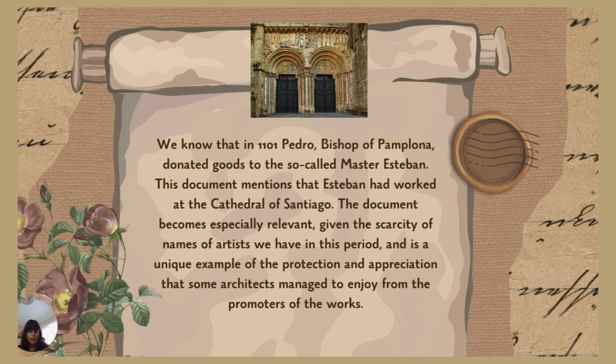Well, how was this cathedral created, and why? We know that in 1101, Pedro, Bishop of Pamplona, donated goods to the so-called Master Esteban. This document, as I mentioned, shows that Esteban had worked at the Cathedral of Santiago. The document is especially relevant given the scarcity of names of artists we have in this period, and it is a unique example of the protection and appreciation that some architects manage to enjoy from the promoters of the work.